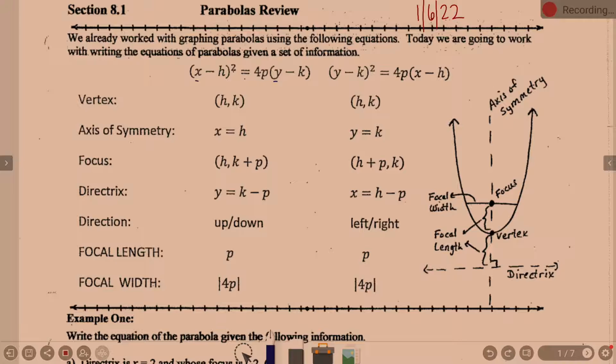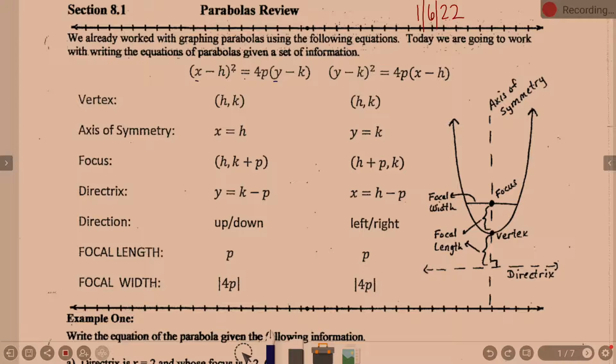One thing we have is a focus. Okay, you'll notice the focus over there, it says h comma k plus p. But the focus is a point inside the parabola. Okay, it is on the axis of symmetry, so straight up from the vertex. And it is equidistant from the vertex, just the same distance that the directrix is from the vertex.